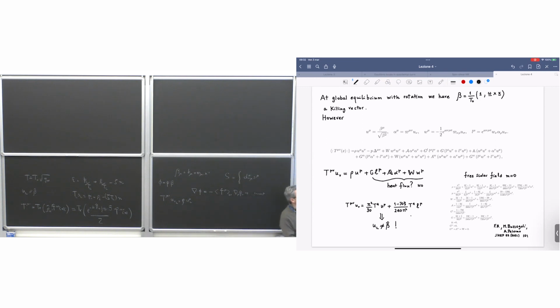But still, even if it is a small term, this tells you that U_L, the Landau frame, does not correspond to the Killing vector. And this shows you that choosing the Landau frame may involve some problems even at global equilibrium.